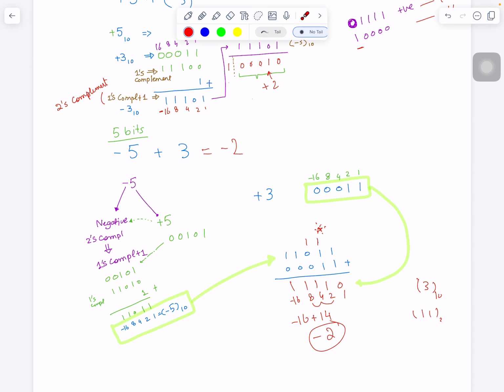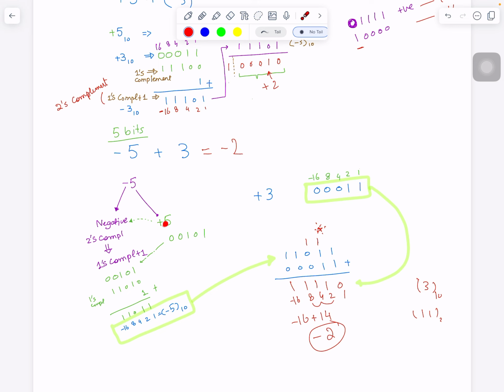Let's link it to another example. Okay, now instead of plus 5 minus 3, we're doing minus 5 plus 3. Answer should be minus 2. Let's check that. First of all, 3. 3 is this. Again, it's a 2's complement because we have a negative number involved. So this is minus 16, but 3 is just there, doesn't matter. Minus 5. And what was the step?